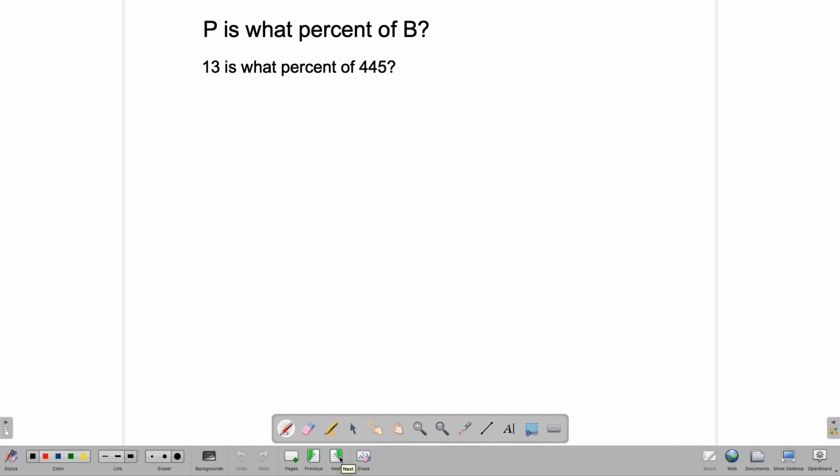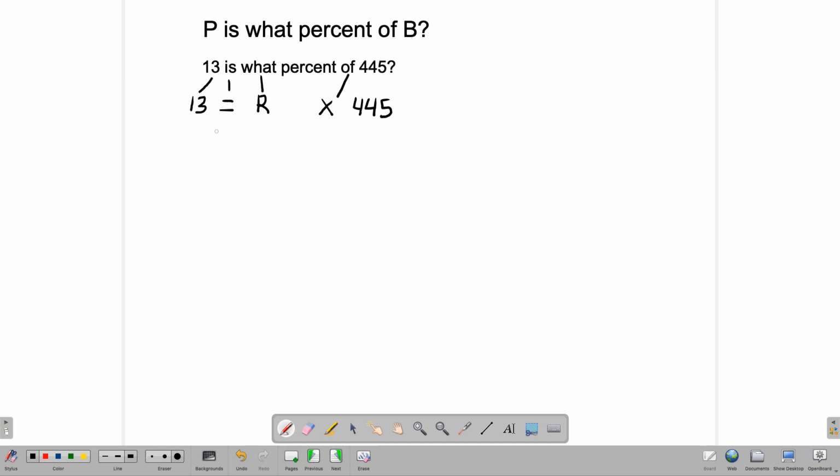All right, P is what percent of B is another type of problem. In this case, we want to try to solve what is the rate. So what we do here is we want to rewrite this equation. So we know we have 13 here. We say that the word is equal. The what in this case is the R. And we said the of is a multiplication. And we have the value 445.